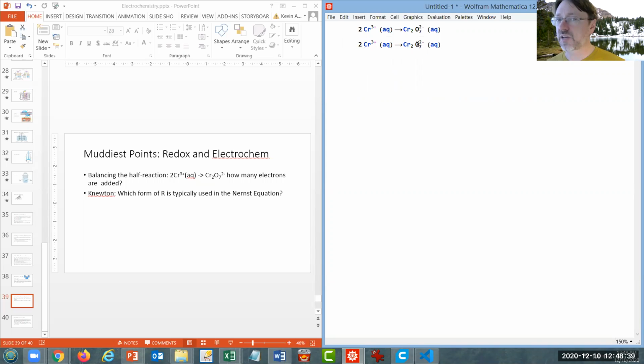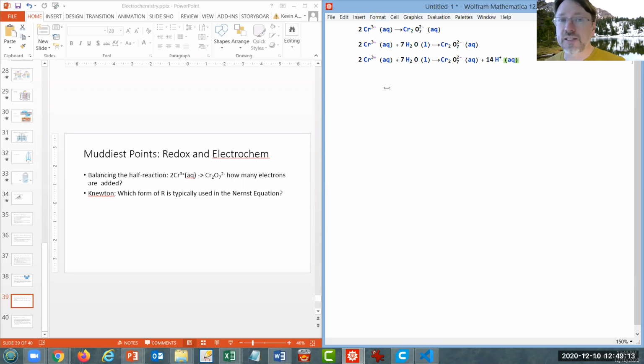And so then the next thing we do is we balance the number of oxygens by adding waters where necessary. There are 7 oxygens on the right, so we add 7 H2Os on the left. Oops, that should not have gone in front of the aqueous symbol. There. The next step is that we balance the hydrogens by adding H pluses. We have 14 hydrogens on the left, so we need 14 H pluses on the right.